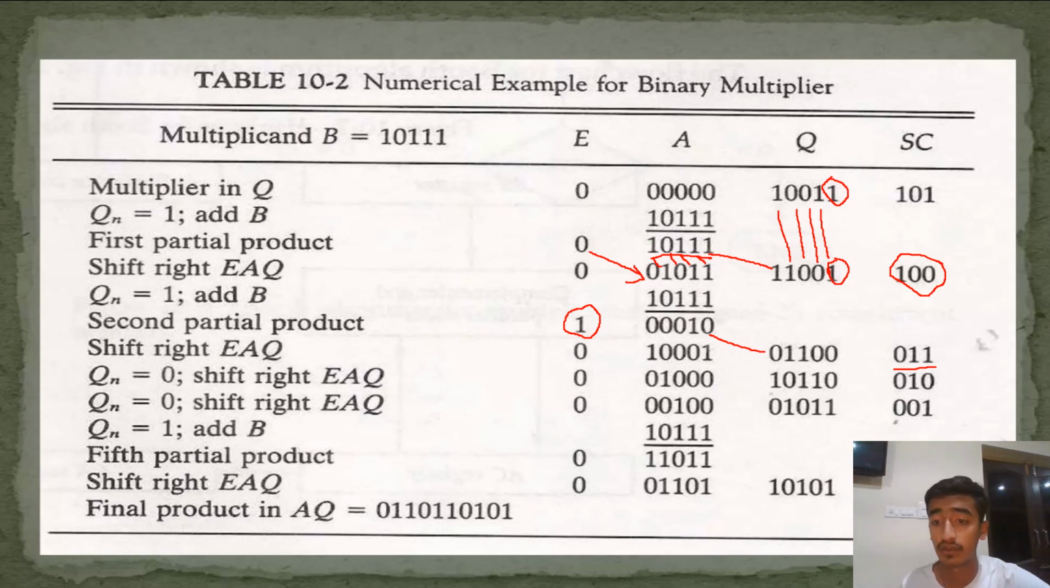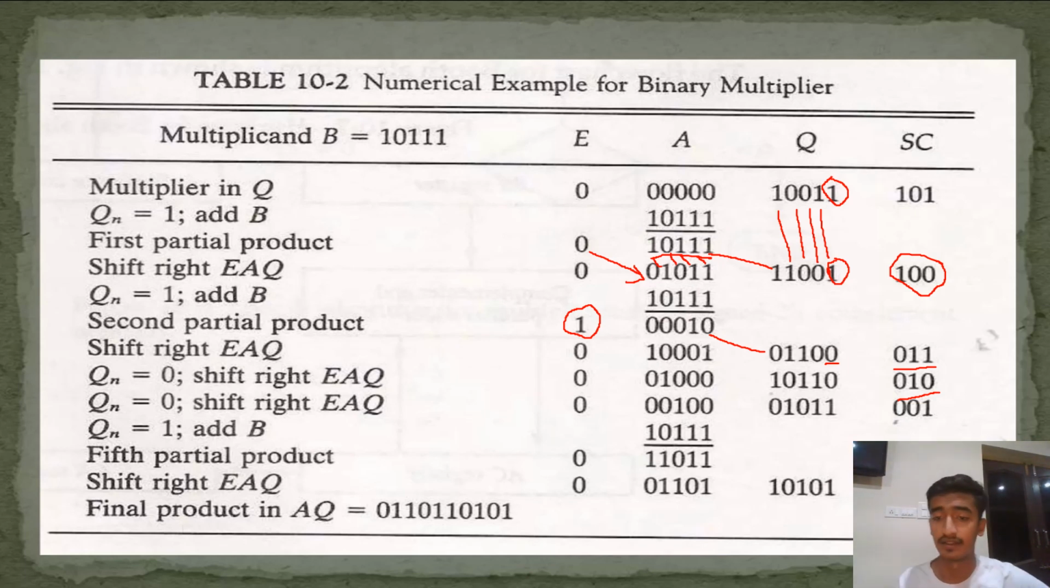Now we will get what? The least significant bit, that is the Qn bit. Here it is 0. So we do not have to do anything. We only have to shift right. So 0 to 0, 1 to 1, 0 to 0, shifting each bit right. Okay, now we have also shifted right. So 3 minus 1, that is 2. We have got 2. When the sequence counter SC equals 0, then our process stops, right?